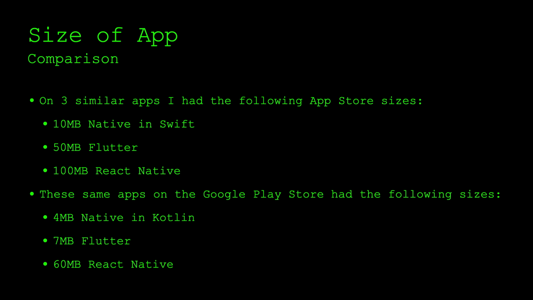So yeah, I found the size of the apps is quite a big differentiator, and it actually does make a difference, particularly when you're talking about mobile apps, because a lot of people are out there using data, so you don't want to put them off downloading your app because it's got a large size. There's also more limited space on phones in general. So yeah, that's another reason why you need to keep an eye on your app size.